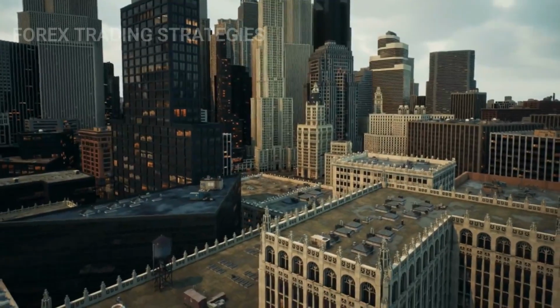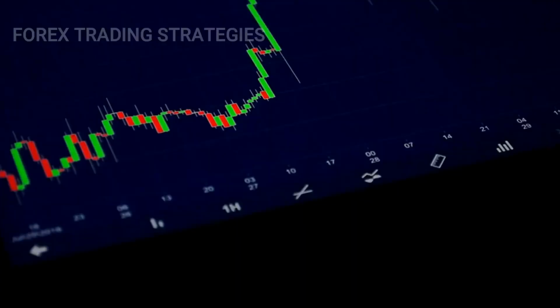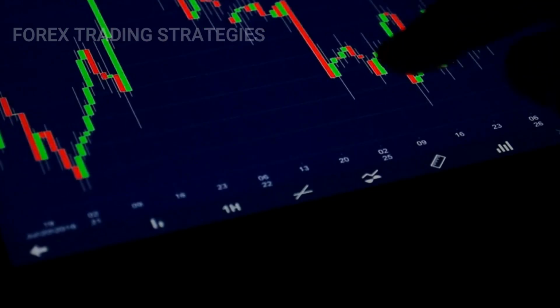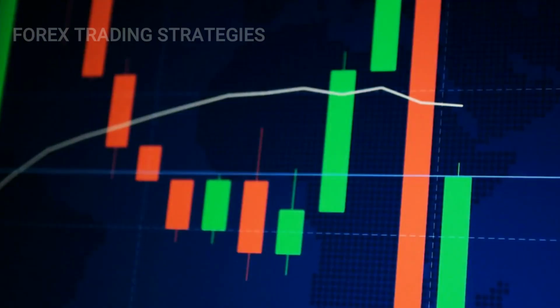New York session. The New York session overlaps with the end of the London session and is characterized by the opening of markets in the United States and Canada. Currency pairs involving the US dollar, USD, and Canadian dollar, CAD, are prominent during this session. Examples include USD/CAD and pound/dollar, GBP/USD.